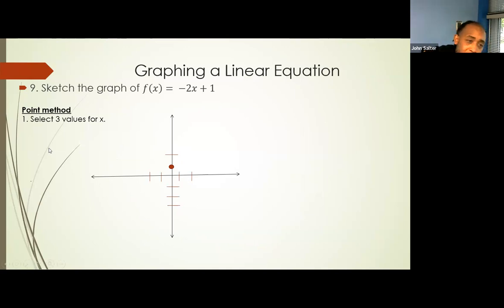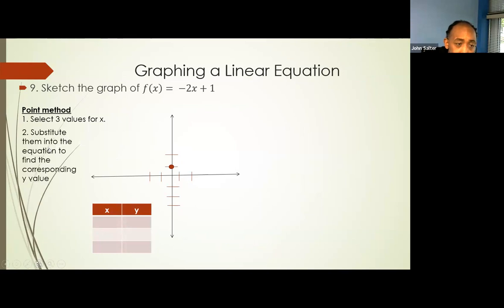Okay, so with this method, actually, they want me to pick 3 values for x. We'll plug them in and see what the y equals. So I did it in chart format, and substitute the x values that I pick into the equation, so I can see what the y value or the f of x would equal.